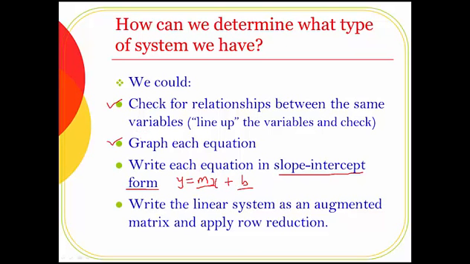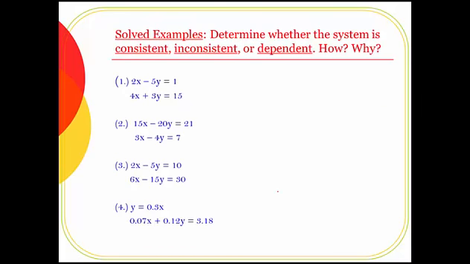We shall do these two methods in this video, and in another video we shall check using the slope intercept form, and in another video we shall check by writing it as an augmented matrix and using row reduction. So let's look at the examples we have here. Determine whether the system is consistent. Remember, consistent means consistent and independent. Inconsistent or dependent. Remember, dependent means consistent and dependent. And how and why.